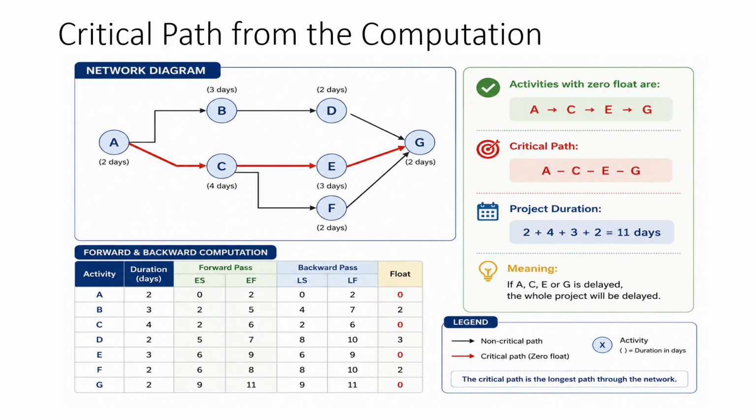This means the shortest possible time to complete the project is 11 days. If activity A, C, E, or G is delayed, the whole project will be delayed. That is why these activities need close attention from the project manager.